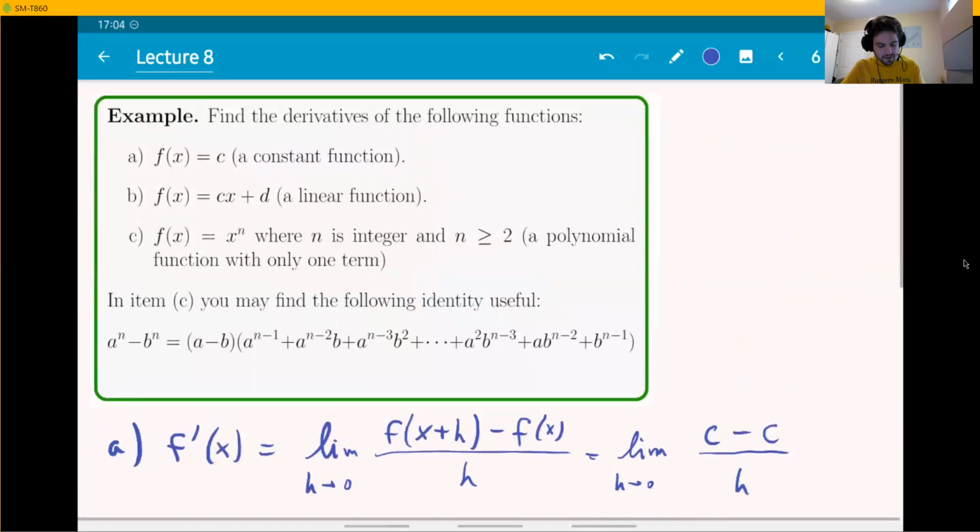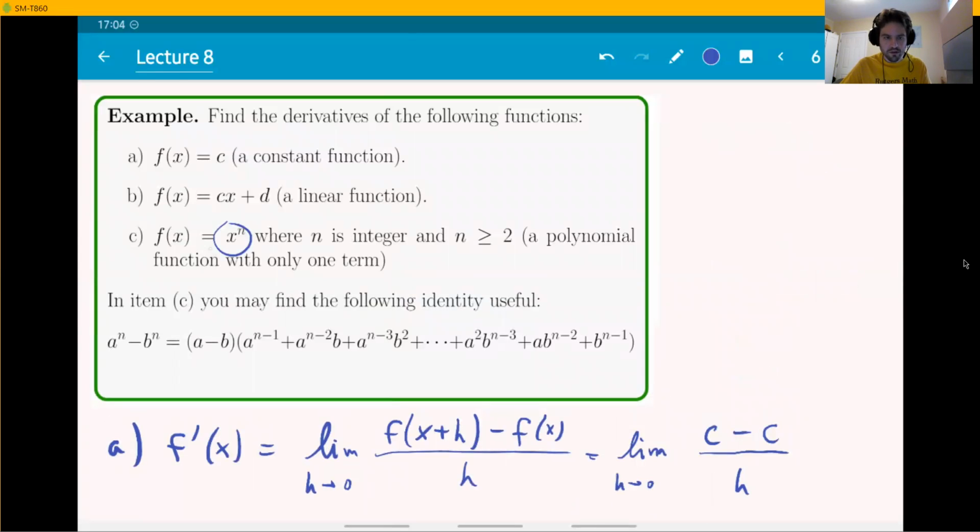Last item, x to the n, where n is an integer larger than or equal to 2. So it could be like x squared, x cubed. And they're telling us for this item, you may find the following identity useful. The difference of n powers can always be factored in this way. So a to the n minus b to the n. This is a useful identity to remember.